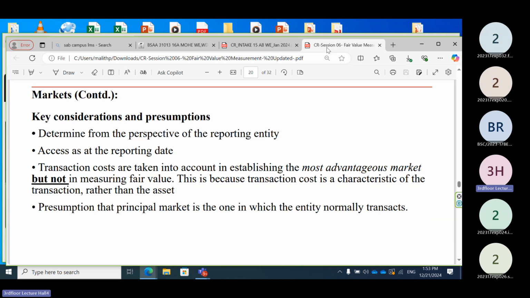Transaction costs are taken into account in establishing the most advantageous market, but not in measuring the fair value. That's really important. That is the sentence which we tested in the exam exactly. If you know that, you have 10 marks. Transaction costs are taken into account in establishing the most advantageous market, but not in measuring the fair value. That sentence is necessary.